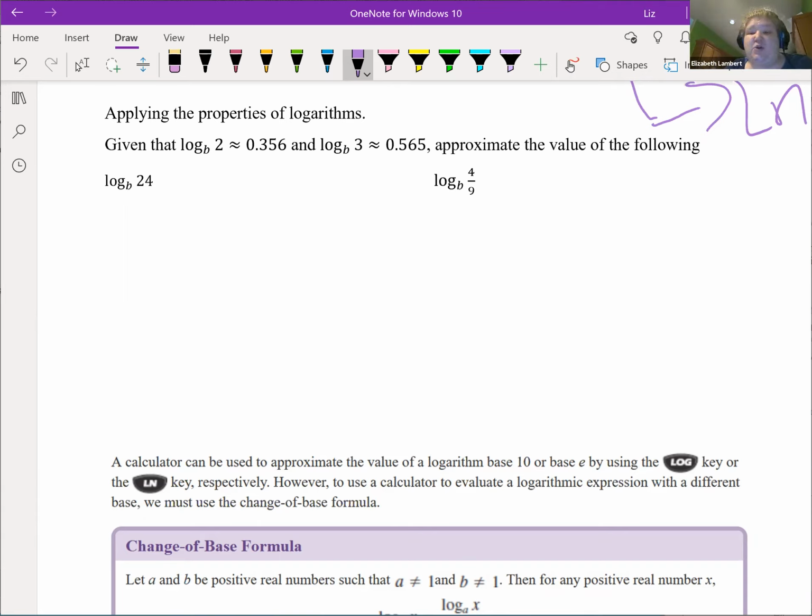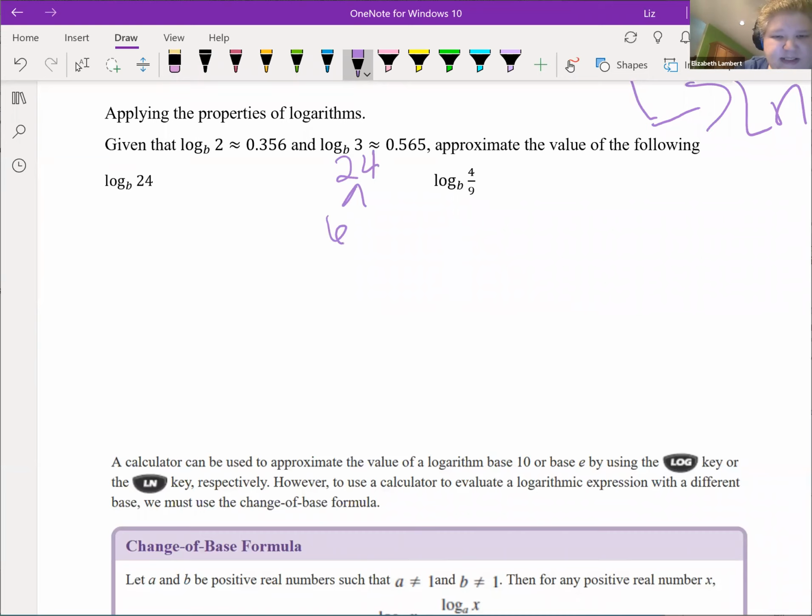In the homework, they might also give you log base b of 5 or log base b of 7. Those are the next. And then the number you'll see inside will be some product of those. So that is the first thing we're going to do: take a step to the side and figure out, well, what the heck is 24?